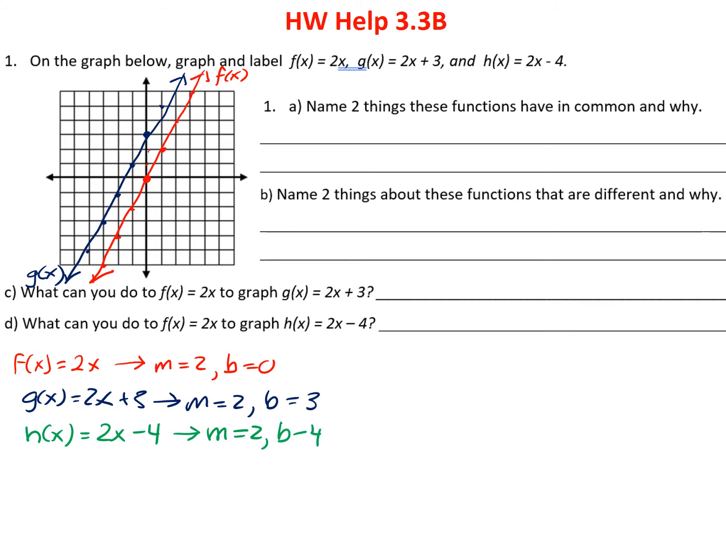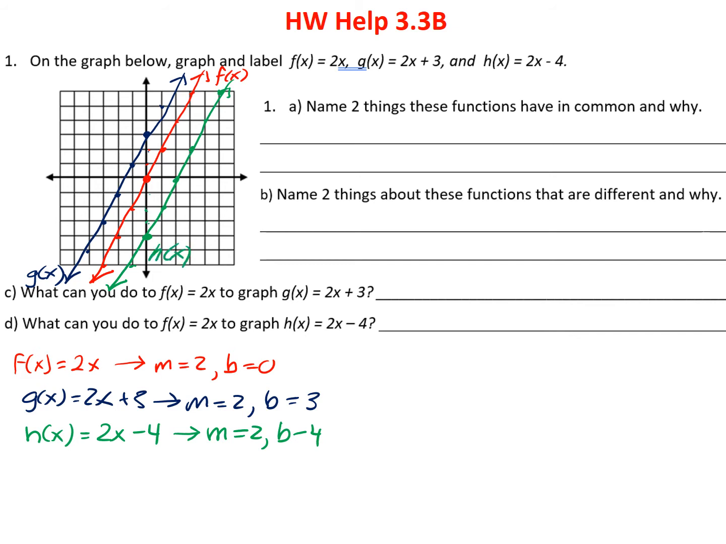So starting at 0, we go down 4. 1, 2, 3, 4. And at this point then, same slope. So up 2 over 1. Up 2 over 1, up 2 over 1, and even backwards here. And so this is our graph for h of x. So let me label this h of x. Okay. So there's our three lines.